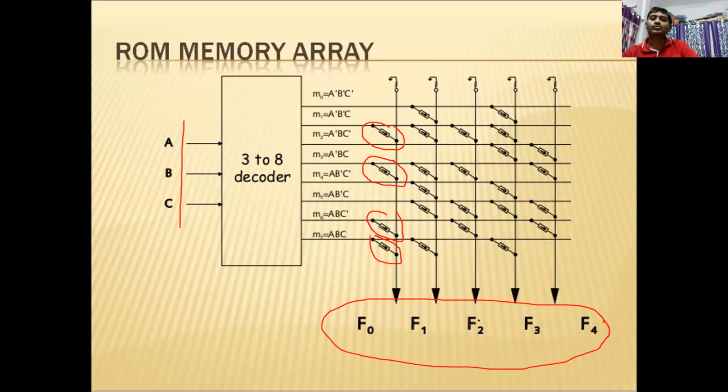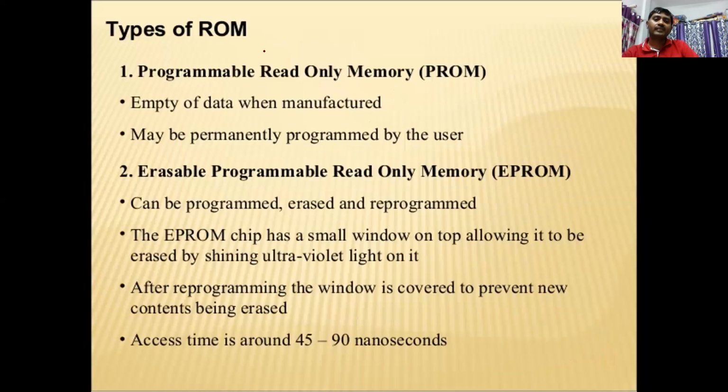Similarly, this is the array of your ROM memory. Now the types of ROMs. Just now we mentioned programmable read-only memory. When it is manufactured, it is an empty memory, and it can be programmed once by the user. Once it is programmed, you cannot use it further. It is only one time; you cannot change the program.